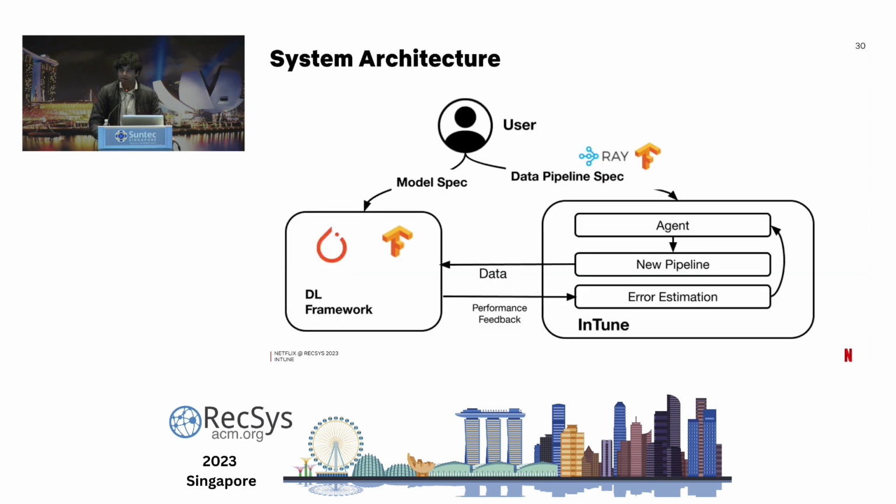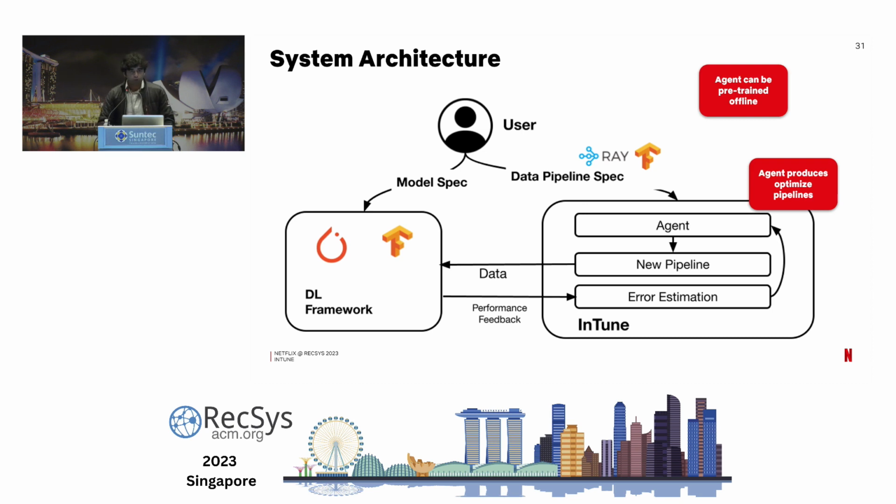The system architecture is, again, fairly straightforward. We take in a data pipeline specification written in a standard deep learning framework. We wrap that under our agent, use that to produce new optimized pipelines, use that to feed data into the model, collect performance feedback to create the reward, and update the agent over time.